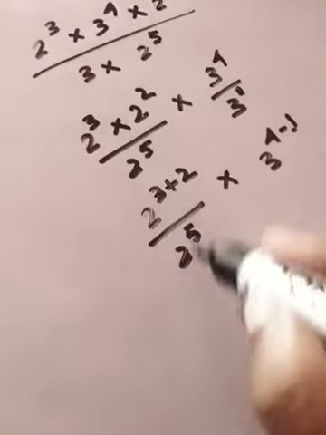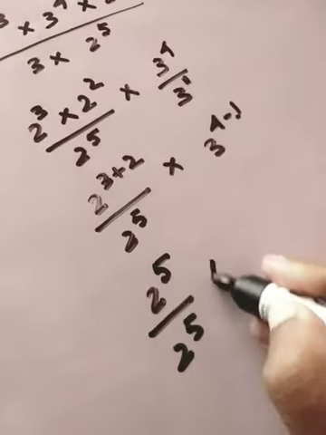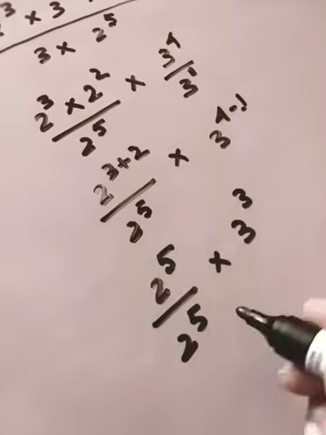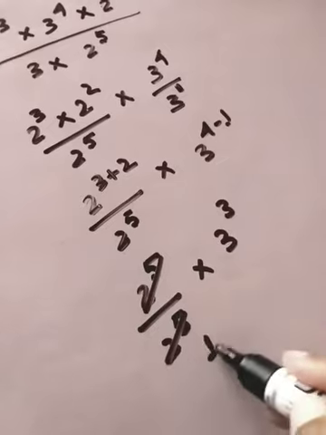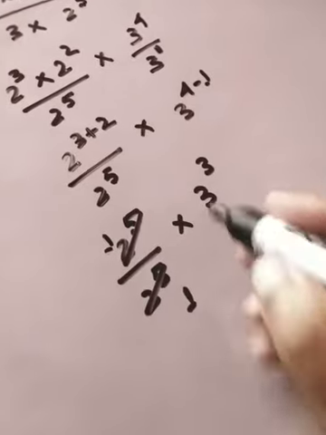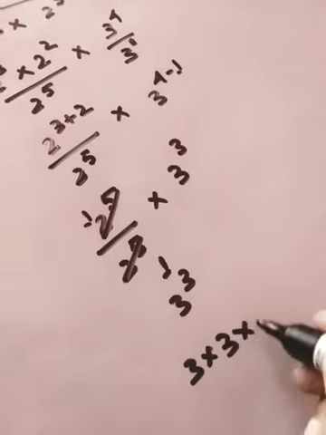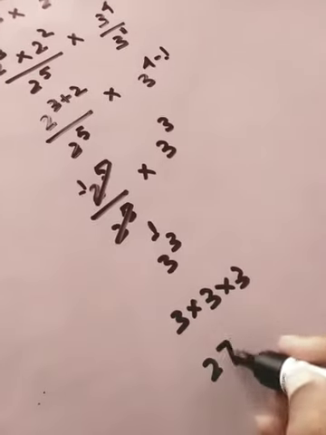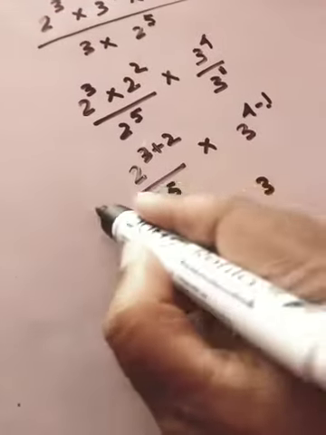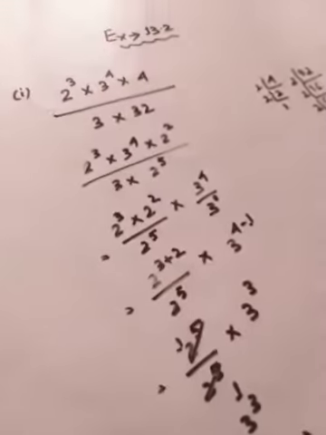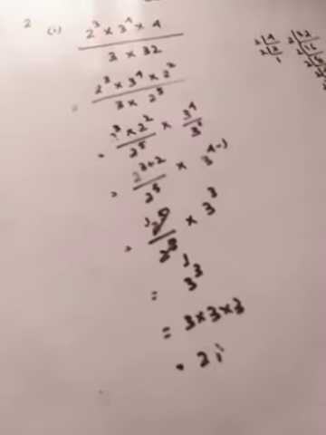Now solve this. 2 to the power 5 by 2 to the power 5 into 3 to the power cube. Now these two terms are absolutely the same, so we'll reduce this as 1 and 1. Okay, so what is the answer? 3 cube. Now 3 cube would be written as 3 into 3 into 3. So the answer is 27. Okay, I hope everyone has understood. So this was sum number 1.